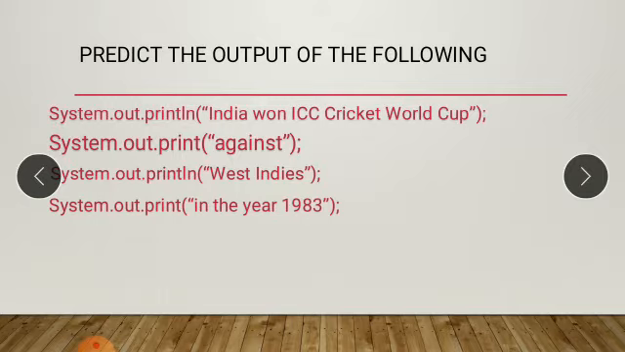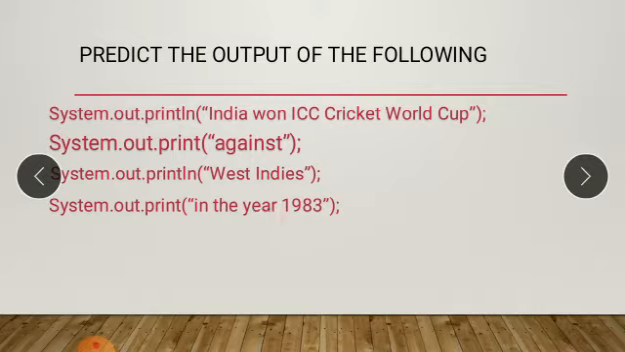See, the next output statement is System.out.print("In the year 1983"). Where is our control now? It has come to the new line. So in the new line, what text will be printed on the screen? "In the year 1983" will be printed on the screen.